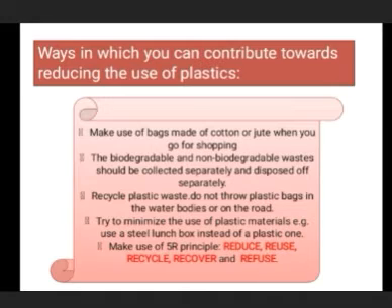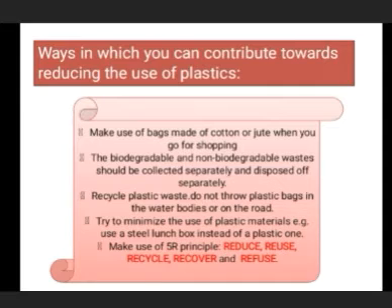Now, we will see ways in which we can contribute towards reducing plastic pollution. First, make use of bags made of cotton or jute when you go for shopping. Second, biodegradable and non-biodegradable waste should be collected separately and disposed of separately. Next one, recycle plastic waste. Do not throw plastic bags in the water bodies or on the road.